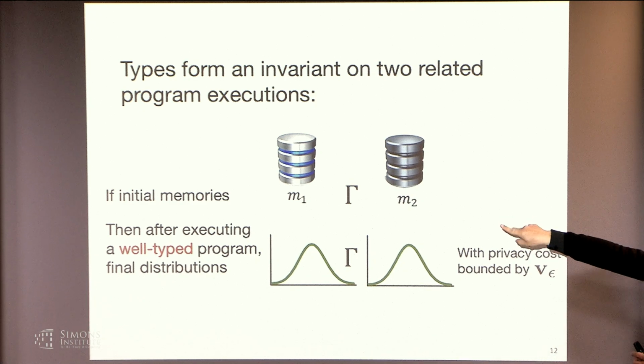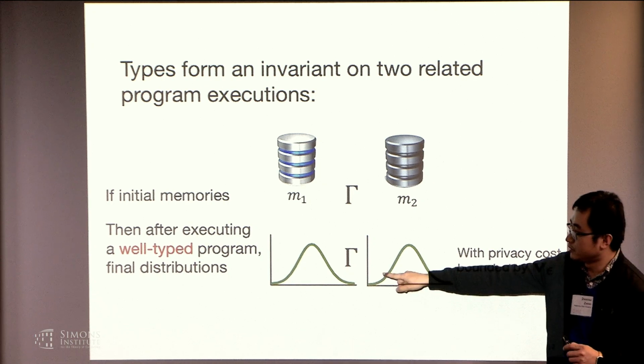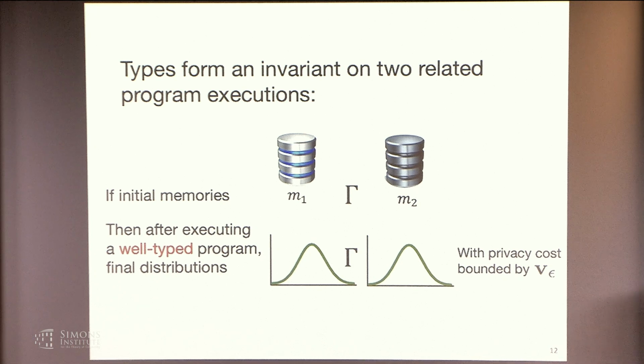So if I start from two memories which are related by this injective function, initially they are just this adjacent database definition. In other words, if I start from two adjacent databases and I execute any well-typed program, it's guaranteed that the final distributions are still related by this gamma, the types or the alignments in the types, with some privacy cost, which is bounded by this special variable v epsilon. So this is at the high level what the type system guarantees. For any well-typed program, this relation holds. If the relation holds initially, then the relation holds on the final distributions.